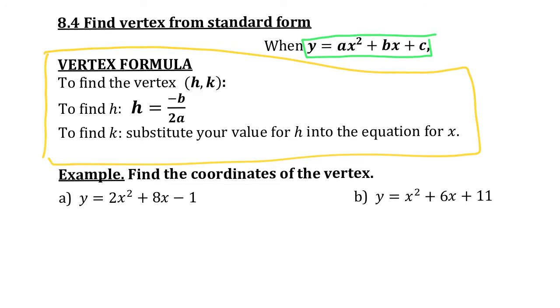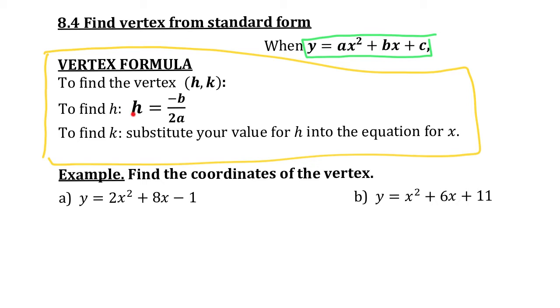Okay, so the vertex formula comes from standard form, and it helps us calculate the x and the y coordinate, which we call h and k. If you want to find the x coordinate, which we call h, it's going to be negative b over 2a, where b is the coefficient on the x and a is the coefficient on the x squared. Once we do an example, we'll be able to see it better.